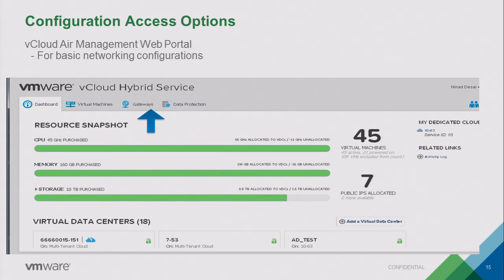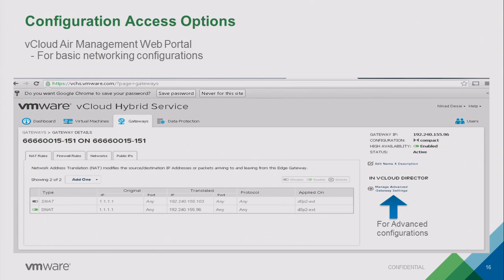So, looking at the screenshots, this is a screenshot of the, I'll say vCloud Hybrid Service because that's how the UI still looks today. So the vCloud Air UI, you get a number of options along the top and you get a Gateways tab. And when you click on that Gateways tab, you get access to your firewalls, so you can manage your NAT rules, your firewalls, networks, and public IPs.